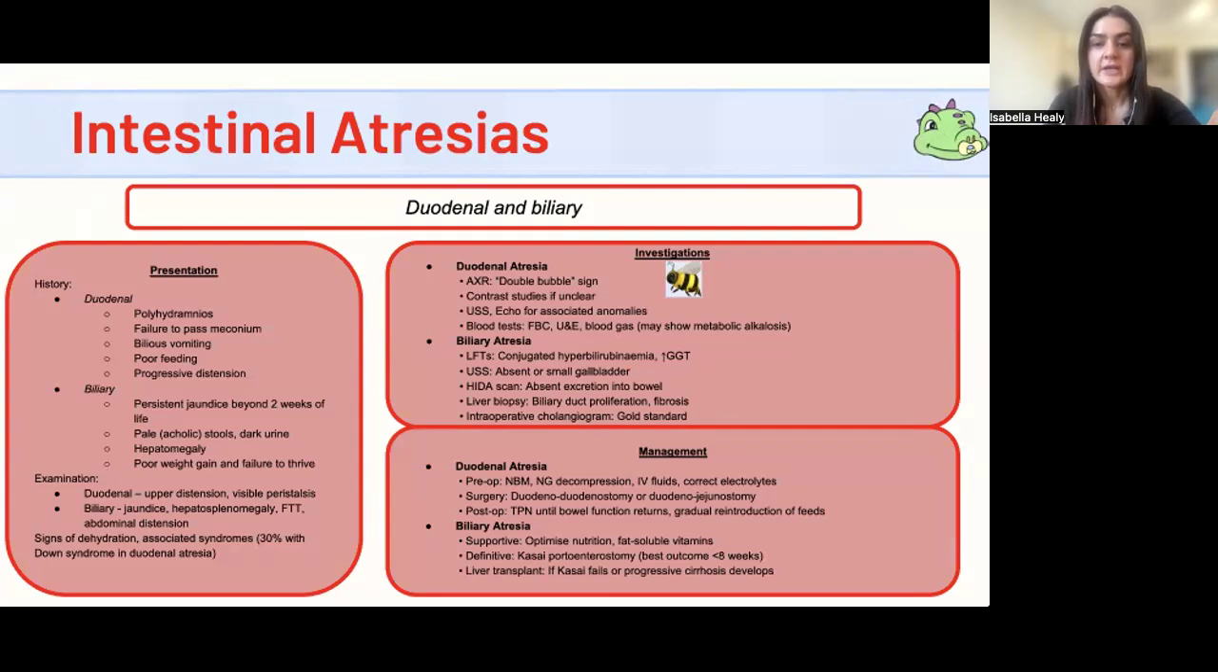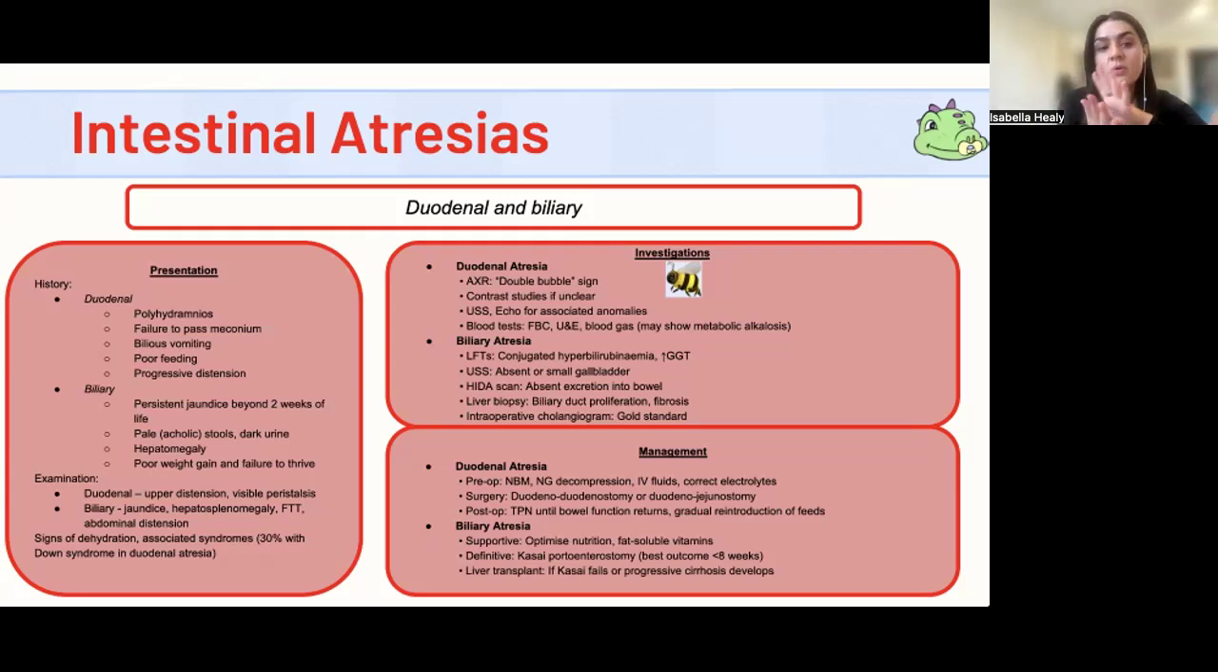We'll start with duodenal in terms of presentation. Antenatally, one of the clues is polyhydramnios, due to the impaired swallowing of the amniotic fluid, it just cannot progress through their bowel. Postnatally, what you'll see usually in the first 24 to 38 hours of life is either a failure to pass meconium and or bilious vomiting, which, as you will all know, is always abnormal in a newborn. When you examine them, you can sometimes see upper abdominal distension and sometimes visible gastric peristalsis. Interestingly and importantly, about 30% of infants with duodenal atresia have Down syndrome. So an important association to remember.